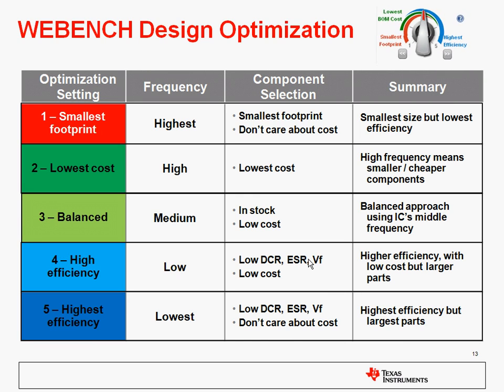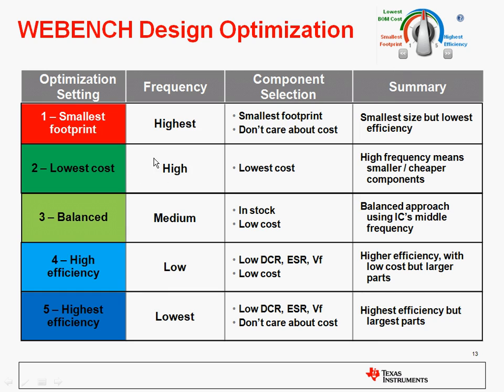So this is the basis of the WEBENCH design optimization. In WEBENCH, we have a simple knob control that lets you either prioritize small footprint, high efficiency, or low BOM cost. And this table tells how we do this. For small footprint, we set the frequency to the highest value that the part will allow. In our component selection, we choose components with small footprint and really don't care too much about the cost. This results in the smallest size designs but the lowest efficiency.